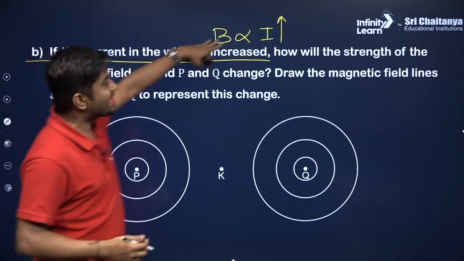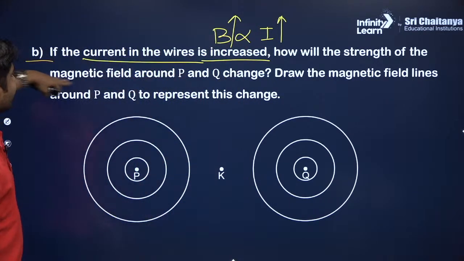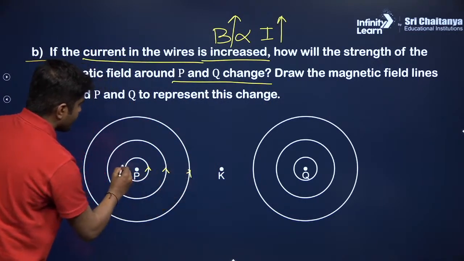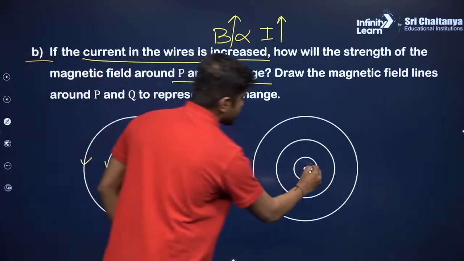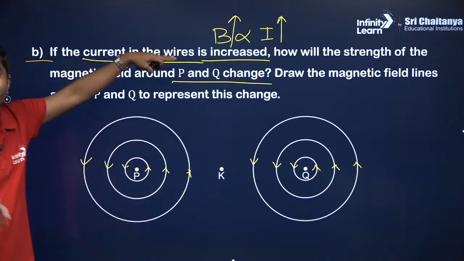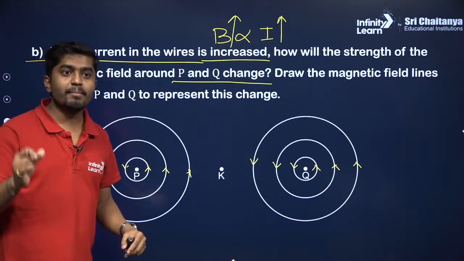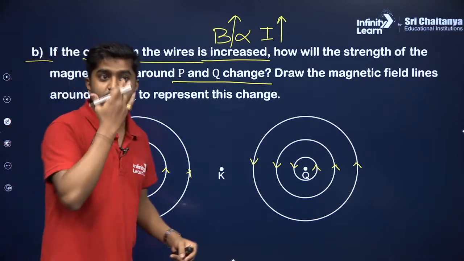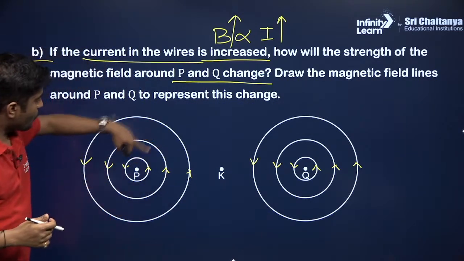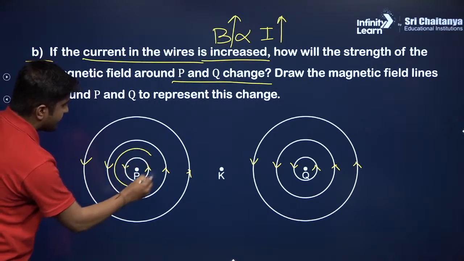Okay, so when you increase the current, what happens? Magnetic field will increase. So how will the strength of the magnetic field around P and Q change? So now we know this is anti-clockwise. Okay, so this I'm marking from the previous question. So when the magnetic field strength increases, what will happen to the density of the field lines? You remember I told you NCERT, class 12, read that. So you will have a lot of equations. So now when you increase the magnetic field, the density of these field lines will increase.